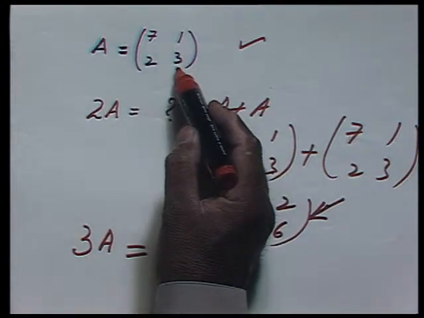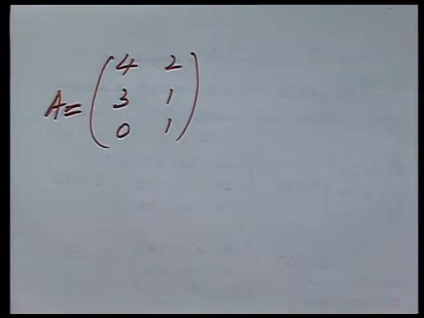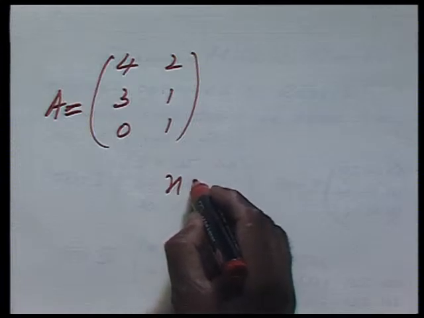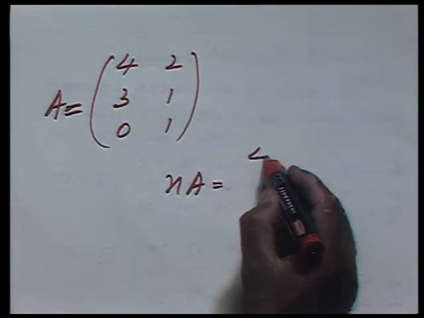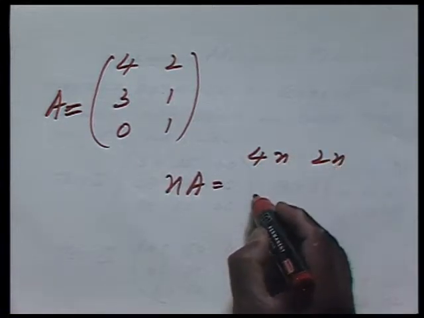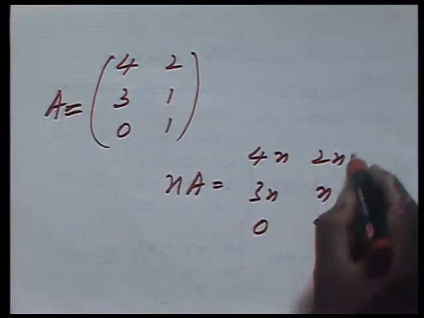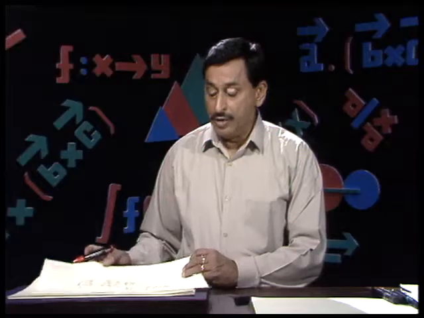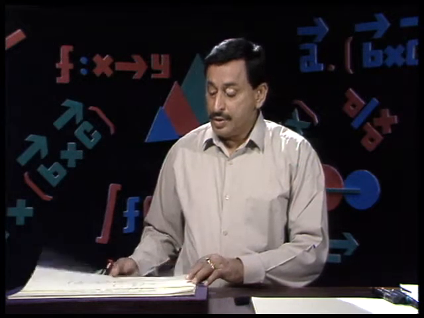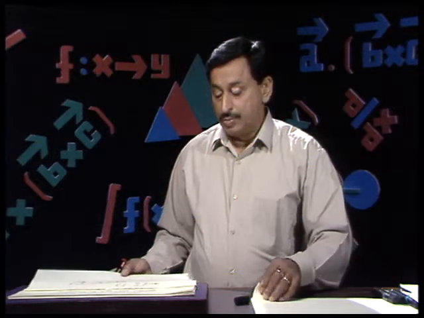every element here. And in general, in case I write a matrix here, 4, 2, 3, 1, 0, 1, and call it A, what do you think will be n times A equal to? Every element will be multiplied with n. This is what the answer will be.